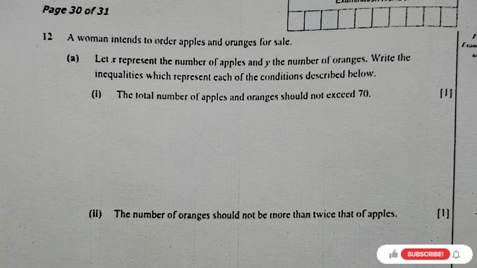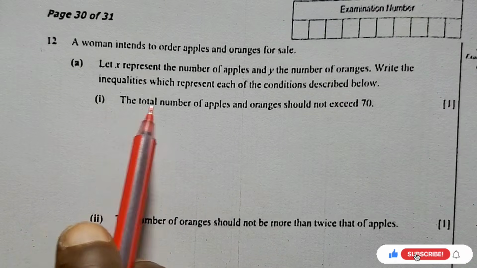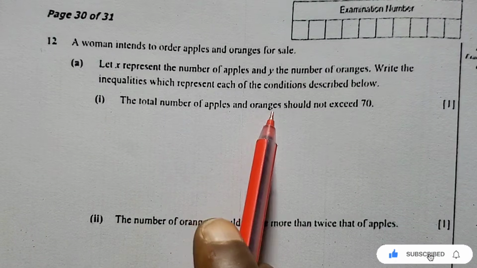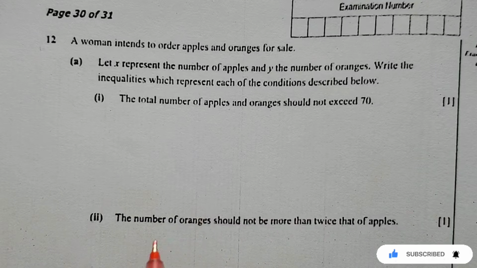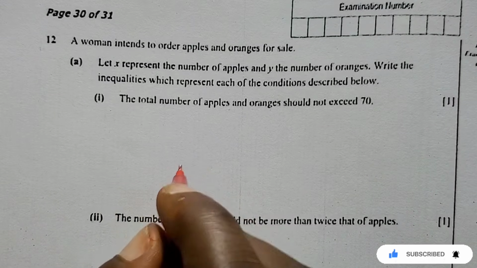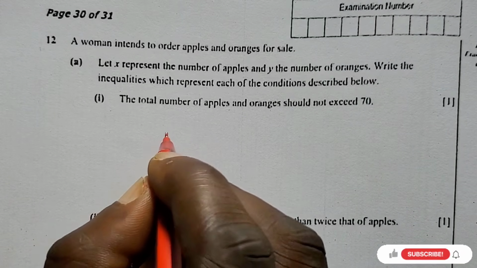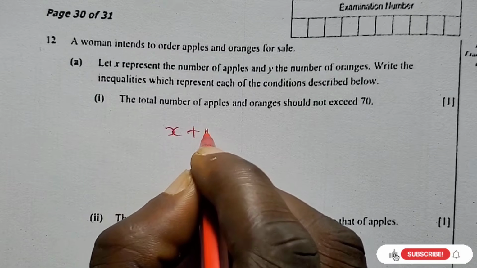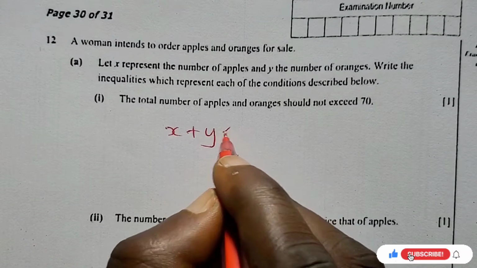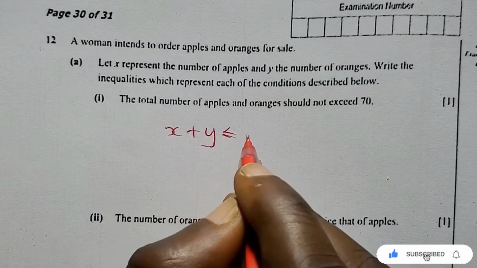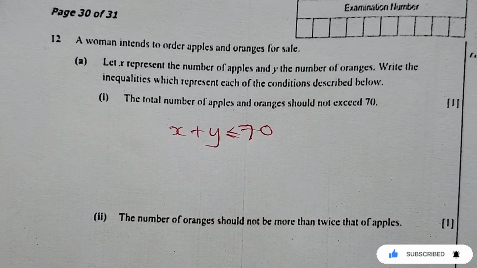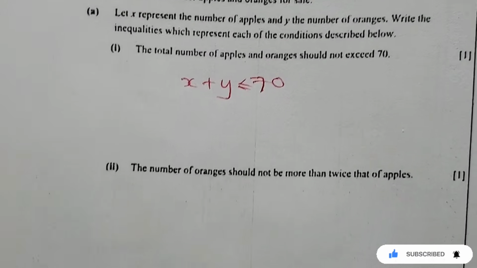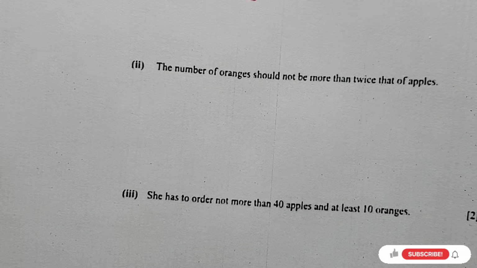The first condition is saying the total number of apples and oranges should not exceed 70. This is very, very simple. The total number of apples and oranges is X plus Y. Should not exceed means it is less than or equal to the number here, which is 70. So that is the answer. We go to the next.